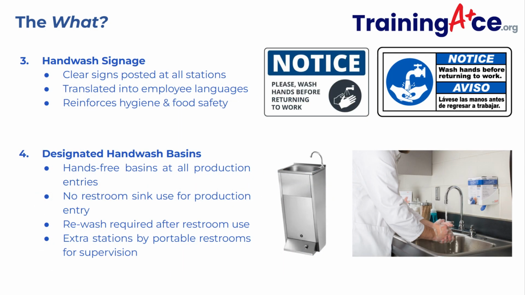In support of proper procedures, clear signage must be displayed at every station. These signs should be multilingual and prominently placed to ensure all employees can understand and follow them. Additionally, hand wash basins must be used exclusively for hygiene, not shared with restrooms or utility tasks. After using the restroom, employees must rewash at designated sinks before re-entering production. Supervisor-placed sinks outside portable restrooms help monitor this compliance.